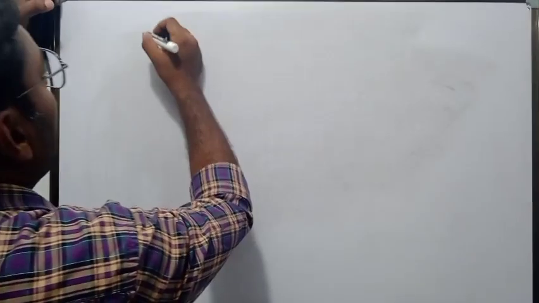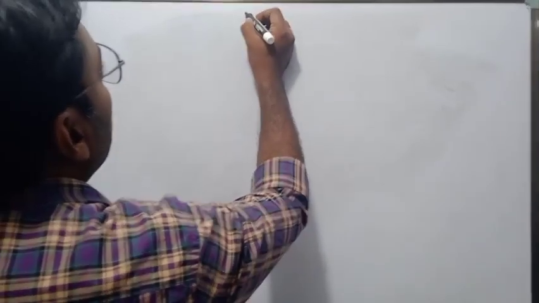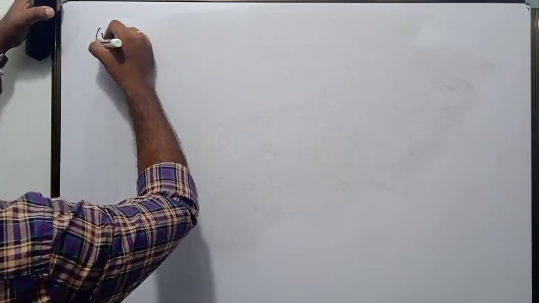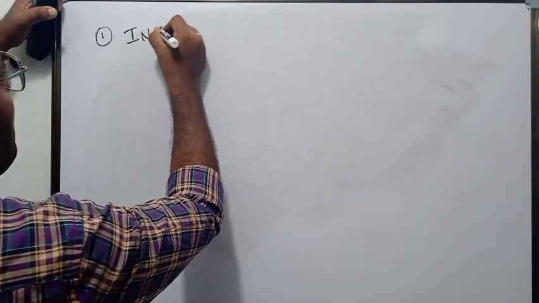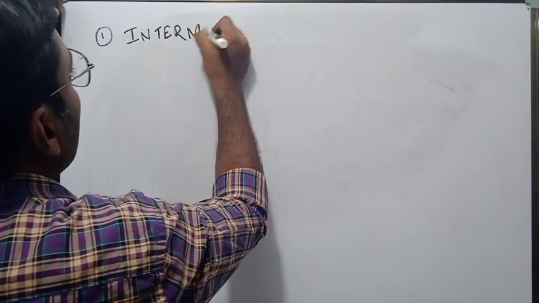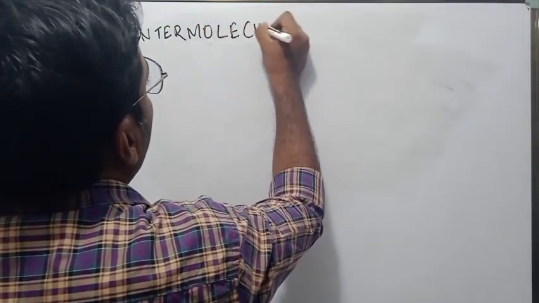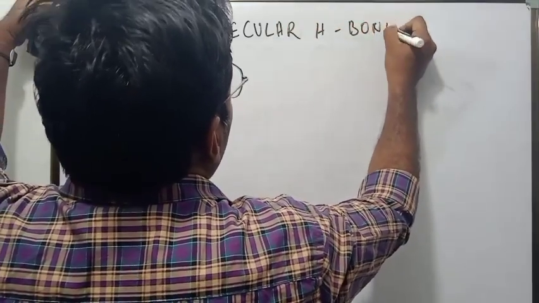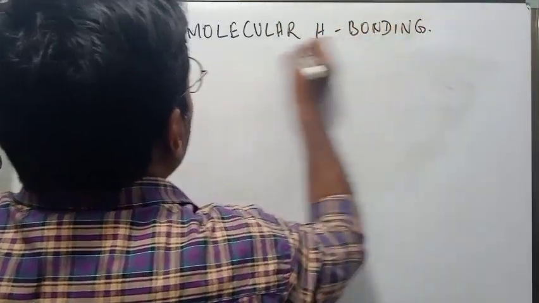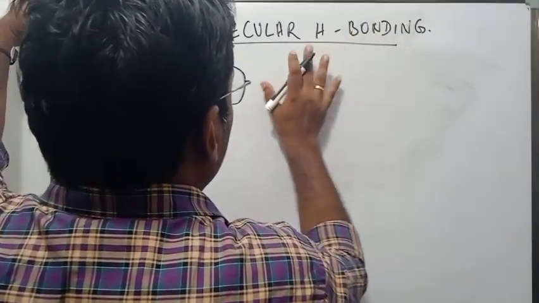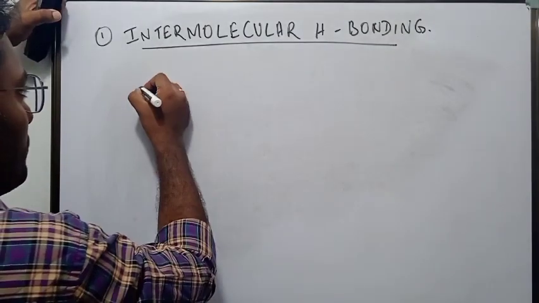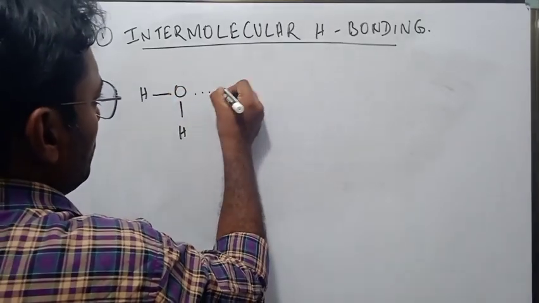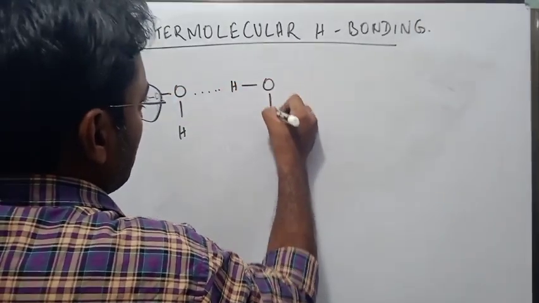Okay. Now let us come to types of hydrogen bonding. There are two types of hydrogen bonding. Number one, intermolecular hydrogen bonding. We will see intermolecular hydrogen bonding here. Also we will see its influence on physical property. For this, let me draw. See, look at this. You will come to understand. This is water molecule.